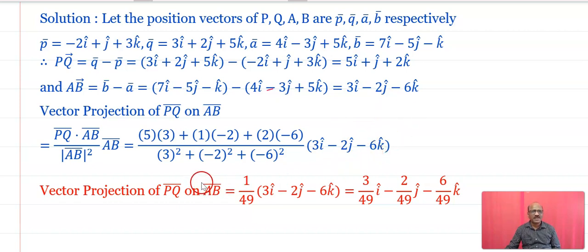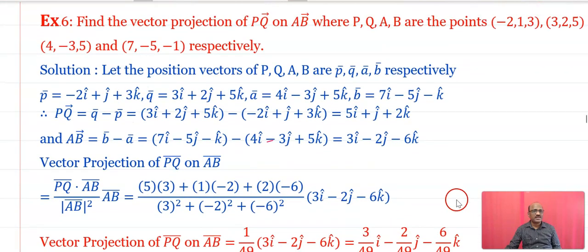And therefore, if we evaluate it, then you will get here 5 into 3, 15, minus 2, and here is a minus 12, minus 2 minus 12, minus 14, 15 minus 14, that is 1 here. And 3 square plus minus 2 square plus minus 6 bracket square, and then here you will get 49. And therefore 1 upon 49 in bracket 3i cap minus 2j cap minus 6k cap, and then again the final is 3 upon 49 i cap minus 2 upon 49 j cap minus 6 upon 49 k cap.